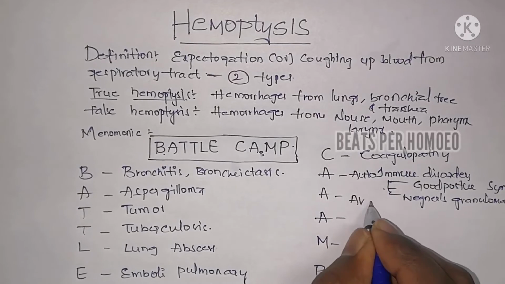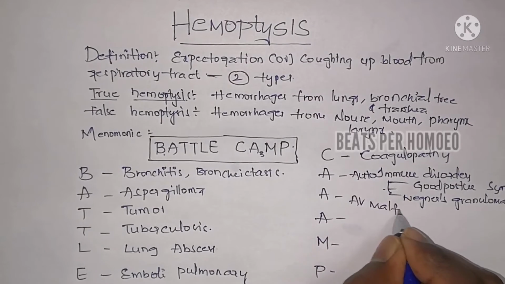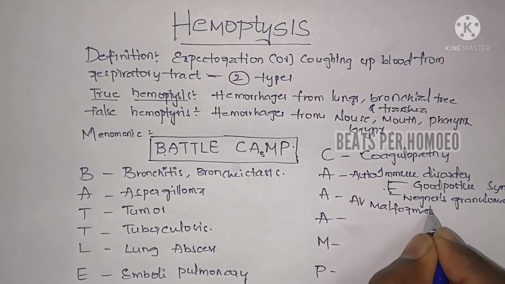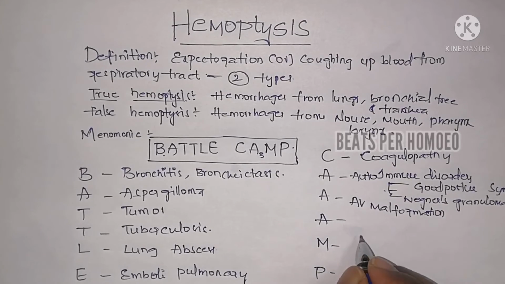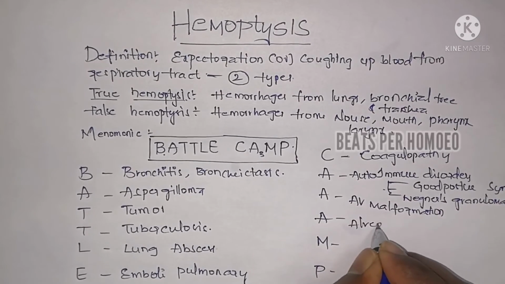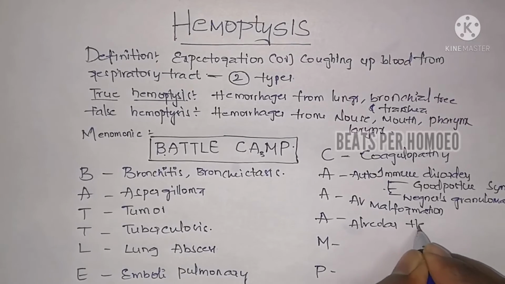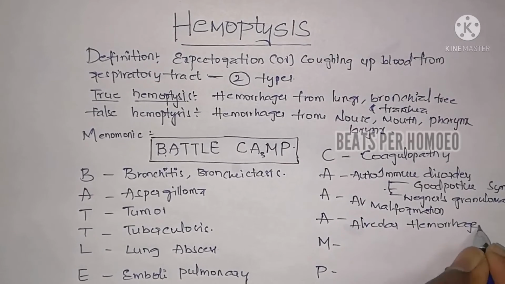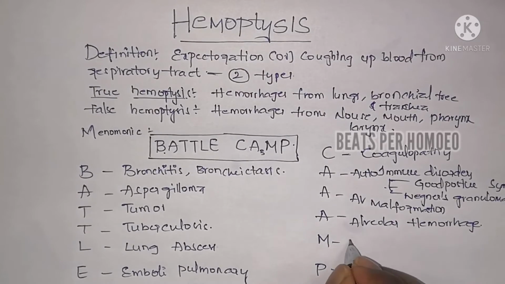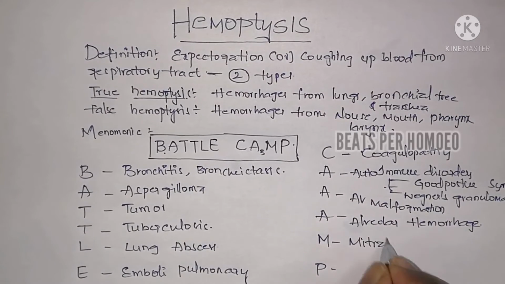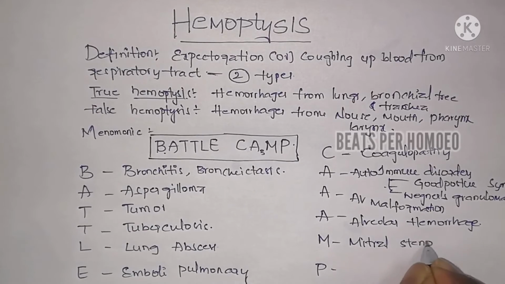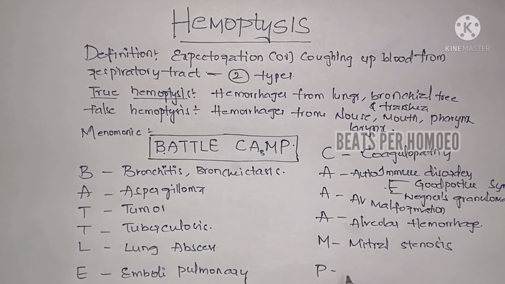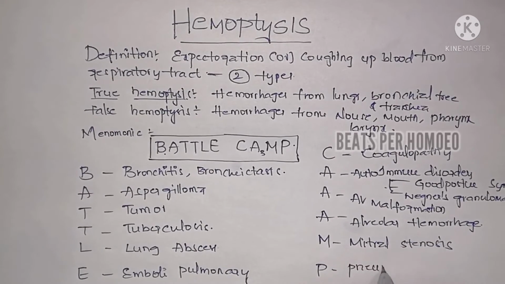And another A for AV malformations, and A for alveolar hemorrhage, and M for mitral stenosis, it is a cardiac cause, and P for pneumonia.